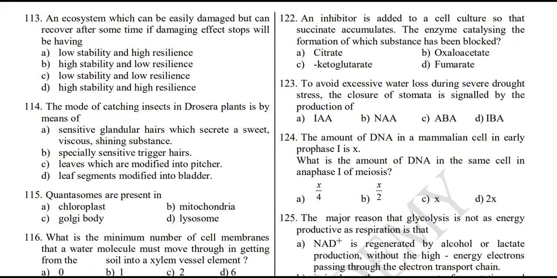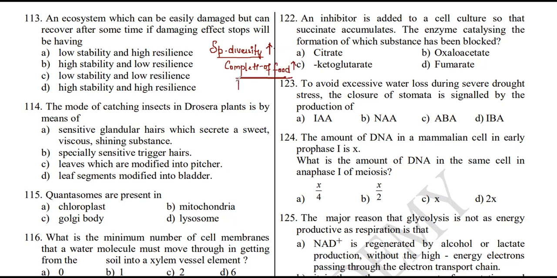An ecosystem that can easily get damaged but can recover after some time if the damaging effect stops will be having what characteristics? Okay, first we understand this. Suppose we are talking about stability. When will the stability of an ecosystem be there? When the species diversity is high, when there are a lot of birds, a lot of animals, everything is present. If the species diversity is more, it mainly depends on the complexity of the food web. The complexity of the food is also going to be more because many animals and birds are present, so the food complexity is also going to increase.